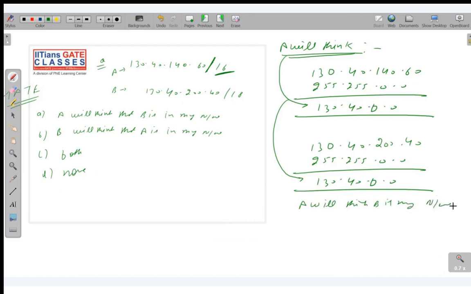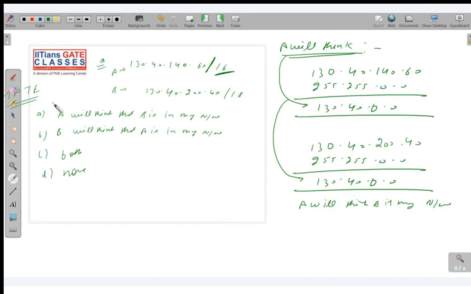So are you getting the procedure? What is the procedure? A will apply its own net mask with its IP address to get the net ID, and the same net mask will be applied with the IP address of B to get the net ID of B, and A will think that B is in my network because the net IDs are the same. Now what about B?